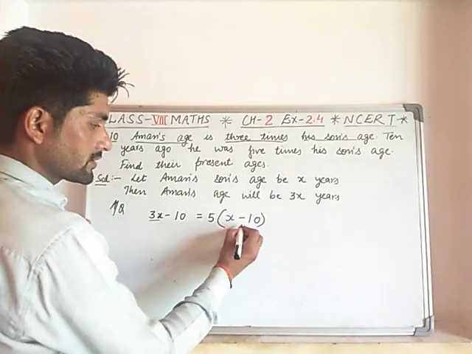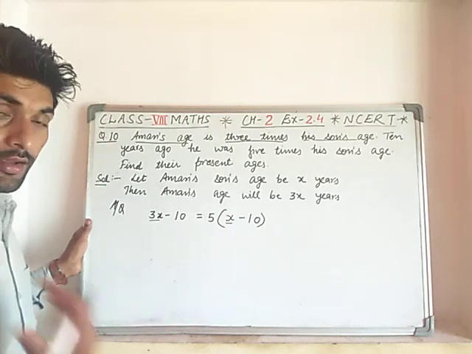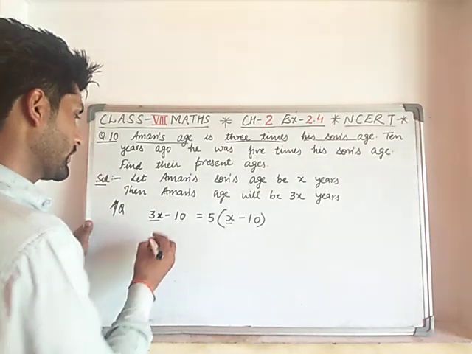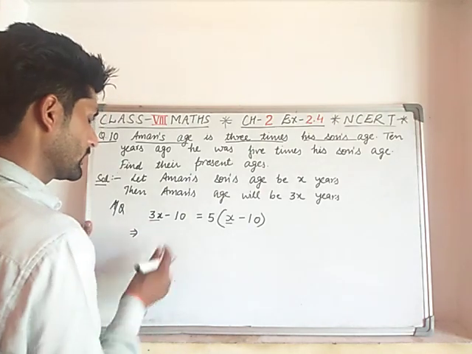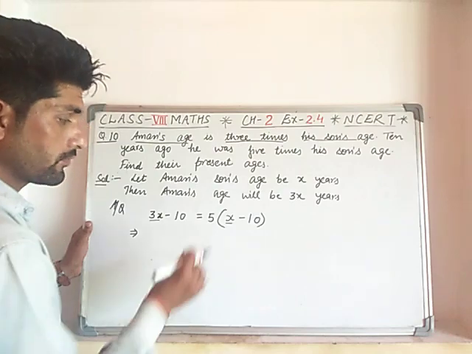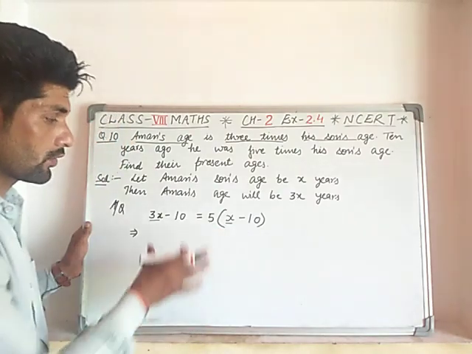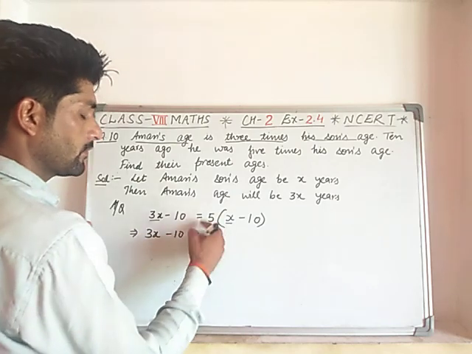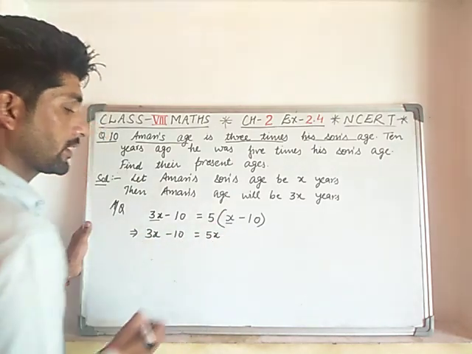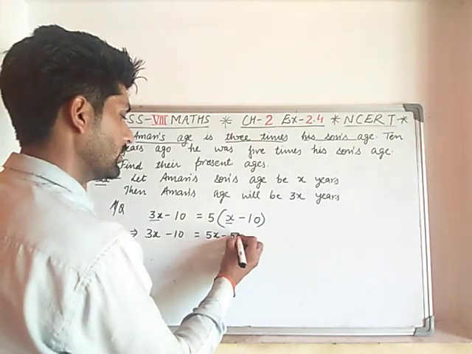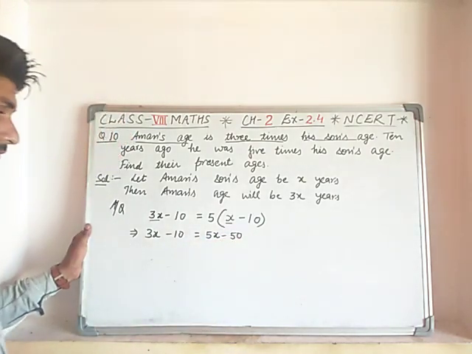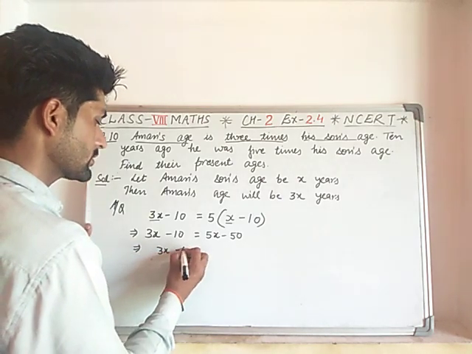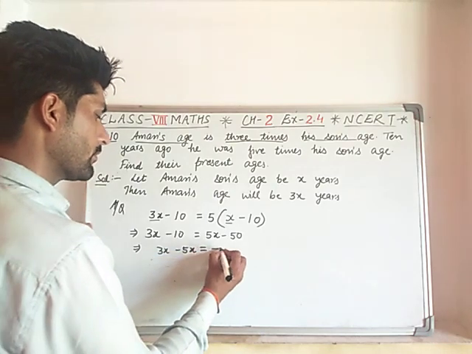ये फादर की एज आ गई, ये सन की एज, दोनों में से क्या करेंगे? 10 minus, because 10 years ago. So here, age of Aman is 5 times age of his son. According to the question, it will be 3x minus 10 equals 5 times x minus 10. We will multiply this 5 inside the bracket, 5x minus 50, and we will shift this 5x this side. We will get 3x minus 5x is equal to minus 50.